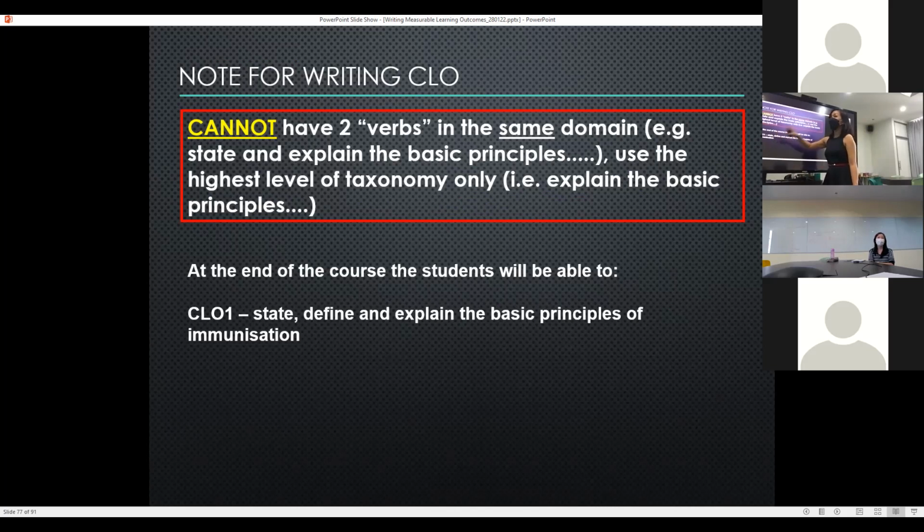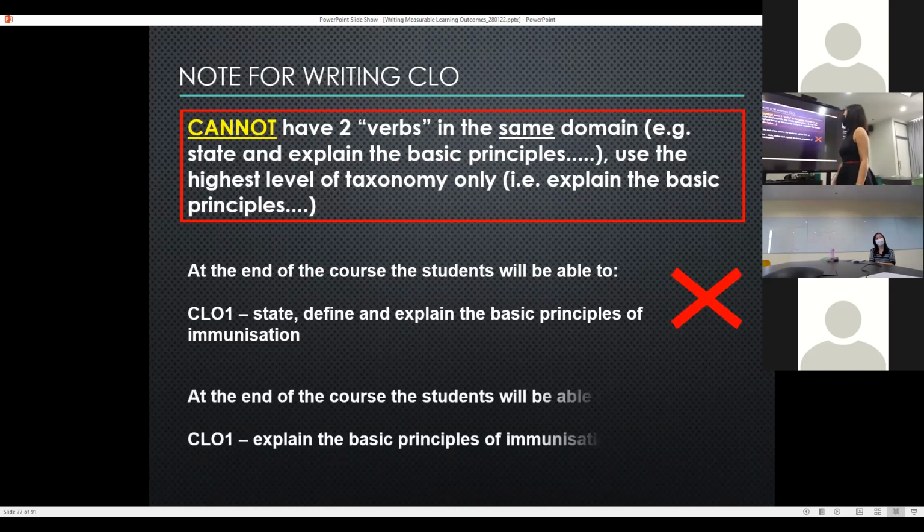Okay, so like I mentioned to you just now, these 2 can actually go into your LLO. If they are able to explain, they definitely can do these 2 already. And these 2 can be just in your LLO. You don't need to write it in your CLO. Right? Okay.